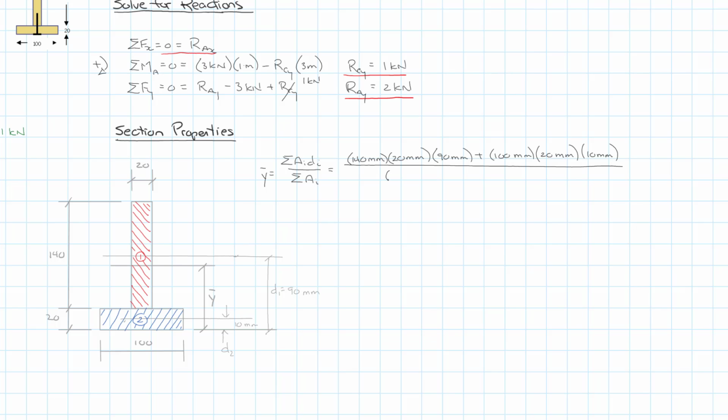And then just the area under that, so we can just drop the D's off: 140 millimeters times 20 millimeters plus 100 millimeters times 20 millimeters. And we can figure out what our y bar value is, and I get a value of 56.7 millimeters. I can write that in here.